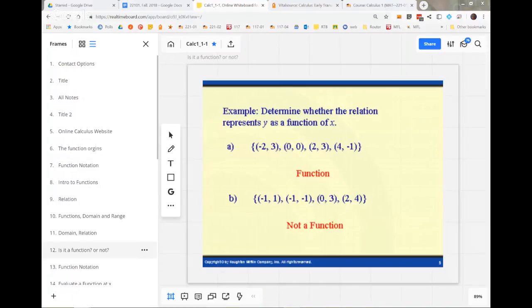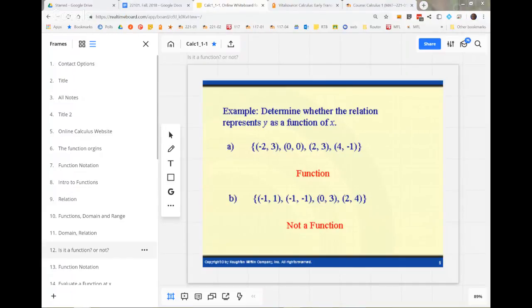Okay, so are these a function or not? So now you're just looking at ordered pairs. When you plug in a -2, out comes a 3. When you plug in a 0, out comes a 0, etc. Is that a function? Yes.